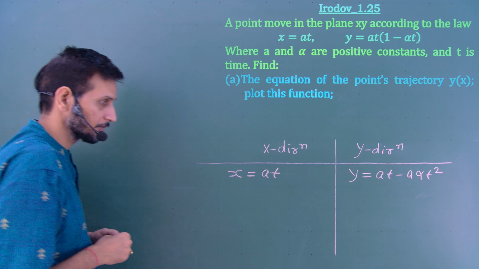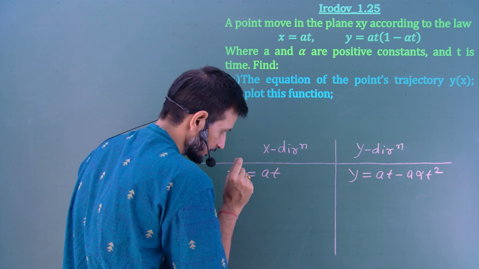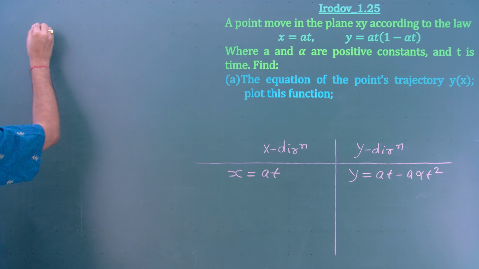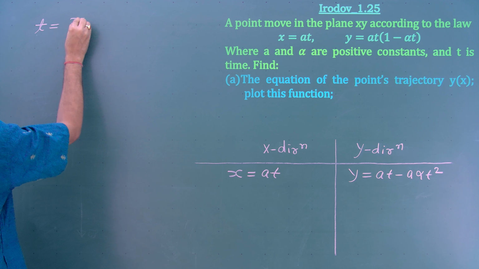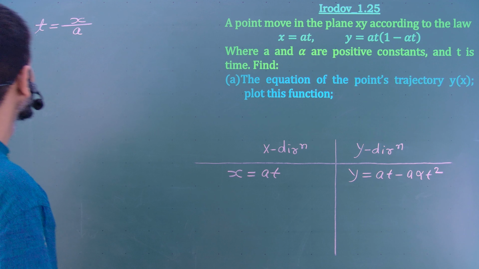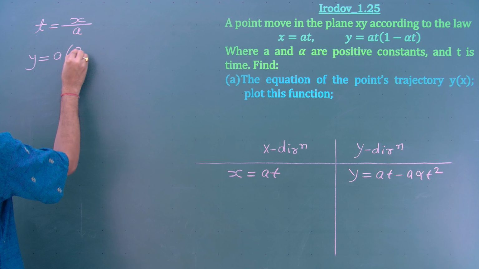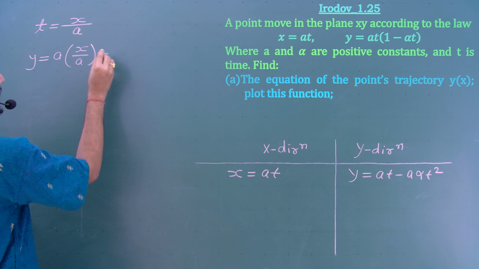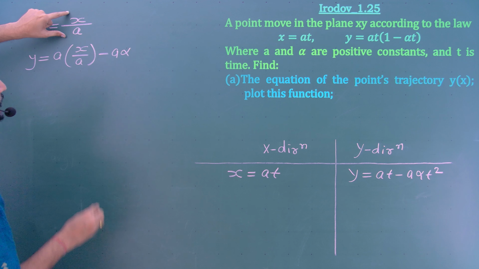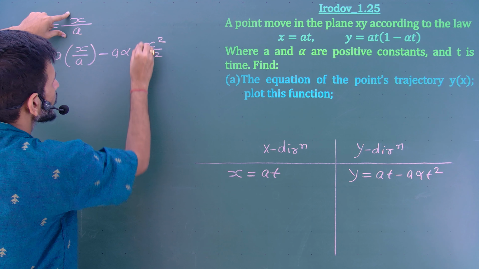So I have to find the equation of trajectory. What is the meaning of equation of trajectory? An equation which contains x and y and some constants, but this equation does not have time. So from the first equation, time t must be equal to x divided by a. Put this time into the other equation. So y equal to a into time, x by a, minus a alpha into the square of time.